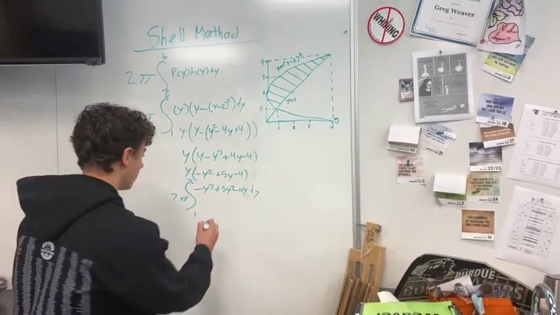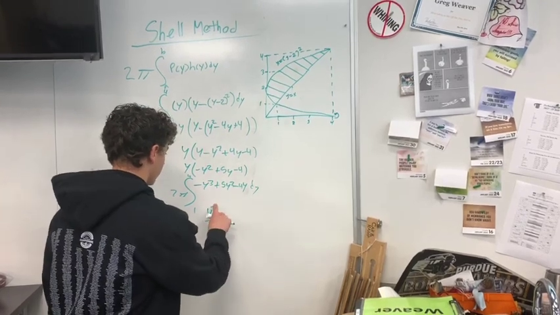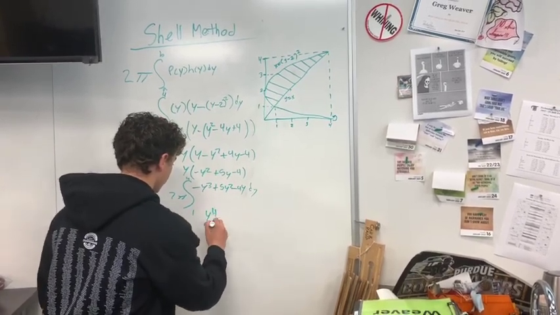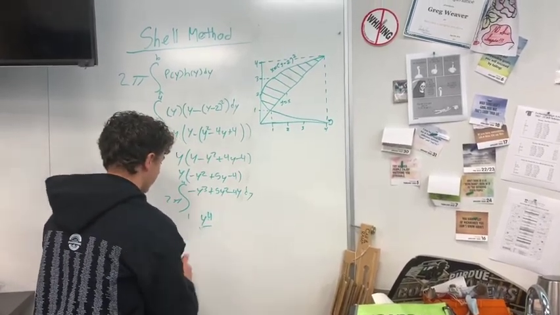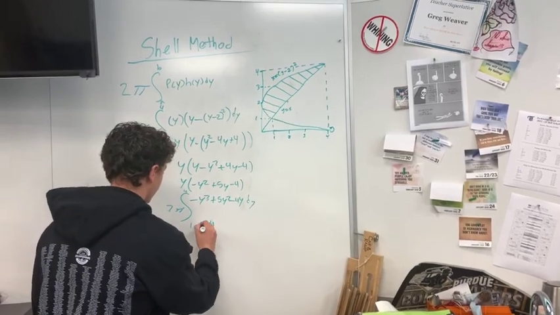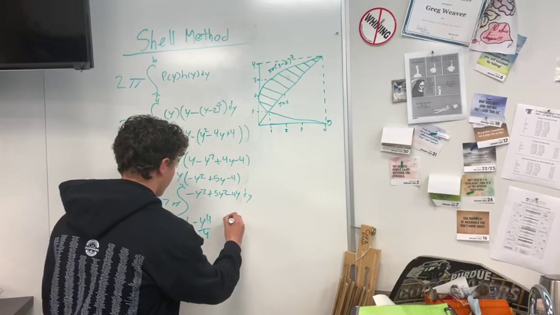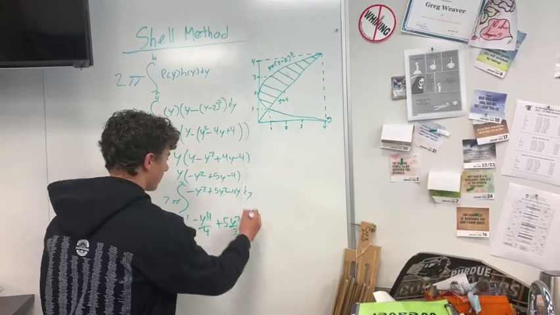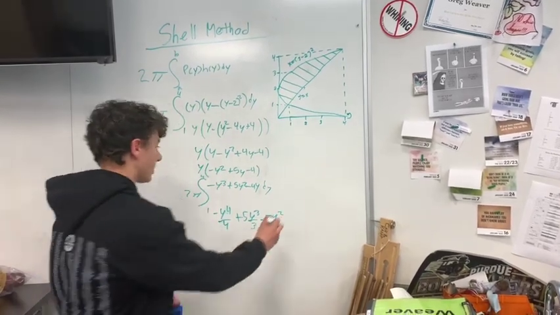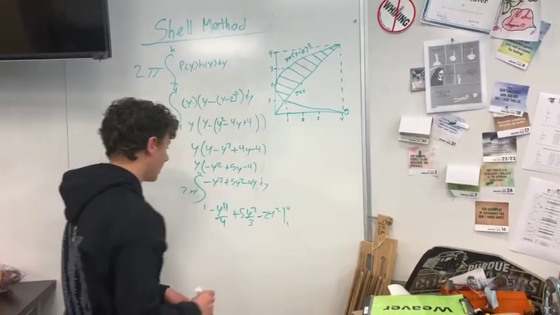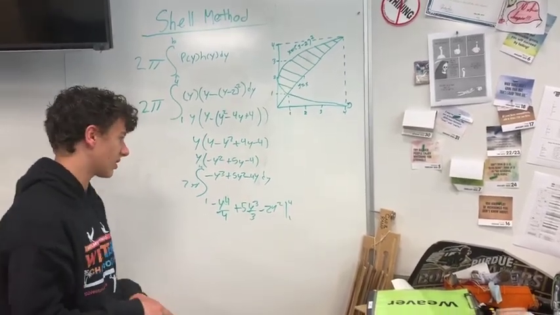So negative y cubed becomes y to the 4th over 3, sorry, over 4. Where's my eraser? So this becomes y to the 4th over 4, and it's negative. And then this would be y cubed over 3, and since there's a 5 there, and this would be minus 2y squared. Now, we want to solve this from 1 to 4, and so we're just going to plug in both these values, and then the solution will multiply by 2 pi to get our answer.